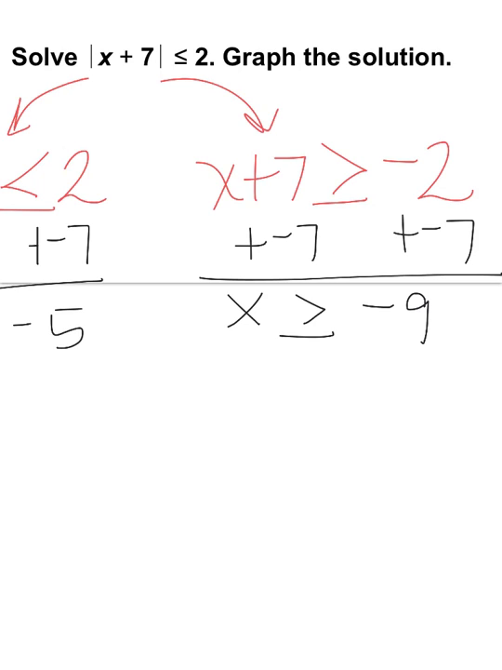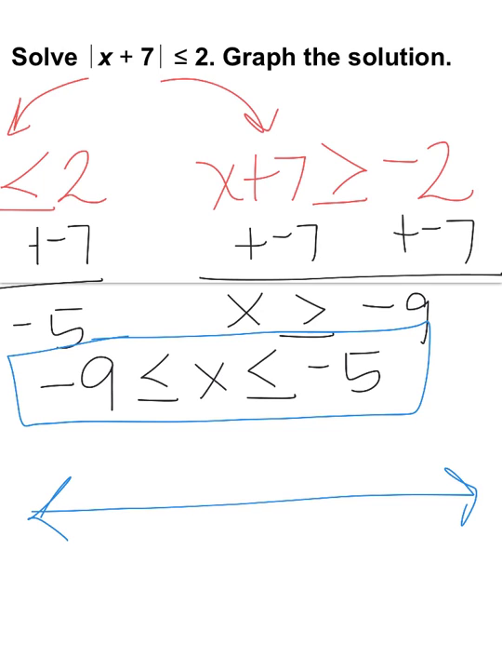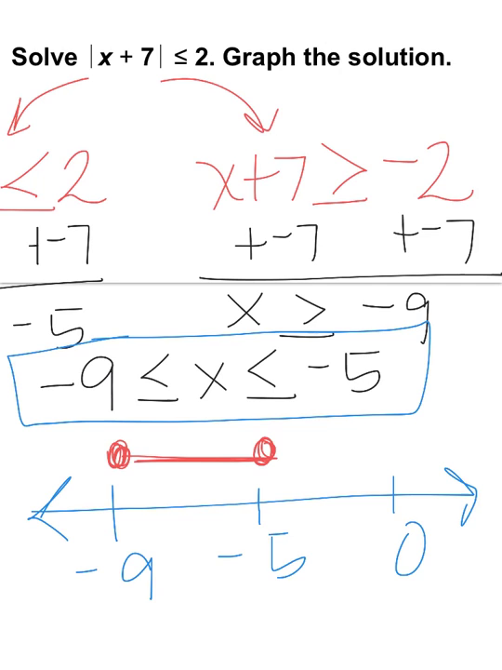Remember I said it's an and, so I need to write this as an and inequality. So I'm going to write the smallest number first, negative 9 is less than or equal to x, which is less than or equal to negative 5. So there is the first part of my answer. Now I just need to graph it. I'm going to do negative 9, negative 5, and I'll put my 0 here. Both are going to be closed circles with this inside shaded. That's my final answer.